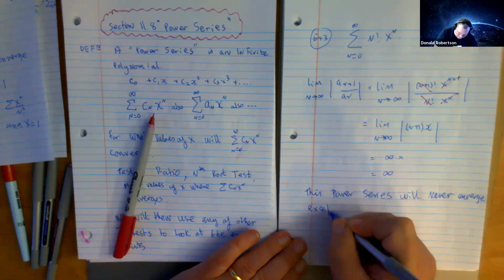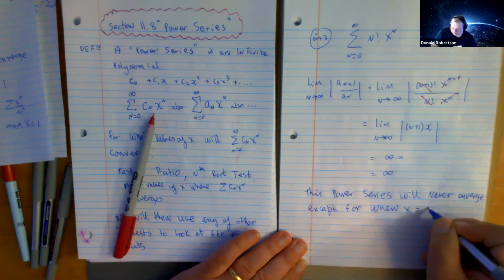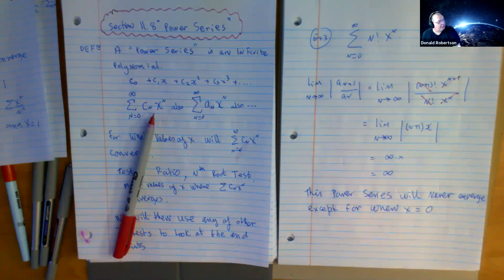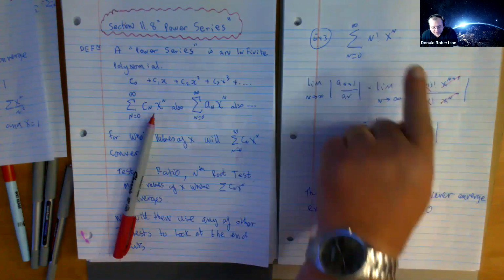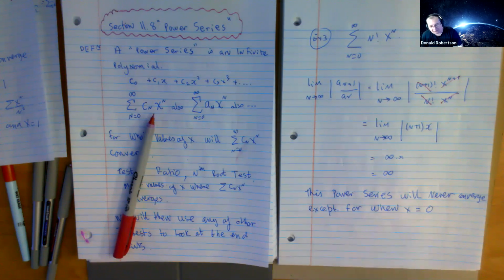Except for when x equals 0. Every power series in the universe will at least converge for the value x equals 0. And you might say, how is that possible? What would this look like? Well, wouldn't it look like 0 factorial times 0, 1 factorial times 0, 42 million factorial times 0? Wouldn't you just get a whole load of zeros that all add up to 0? It might seem a bit nitpicky, but it does exist.